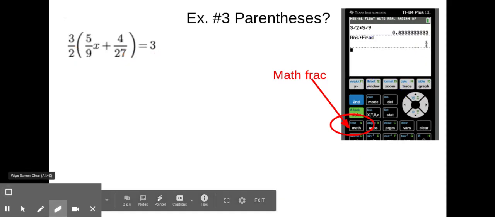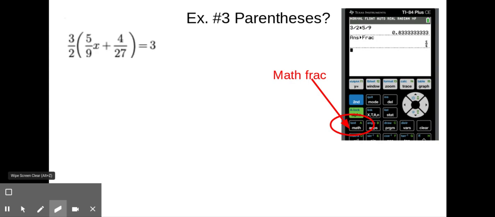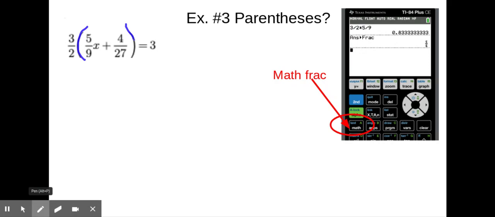Now, what about parentheses? Here's where you have to be very careful. You don't want to go right to getting the LCD, because even though 2, 9, and 27 do have an LCD, it's 54, we don't want to use that because we are not allowed to break the LCD or LCM into that bubble. We would only be able to multiply it by 3 over 2. You could do that if you want, multiply both sides by 2. But what I did instead was I distributed 3 over 2.